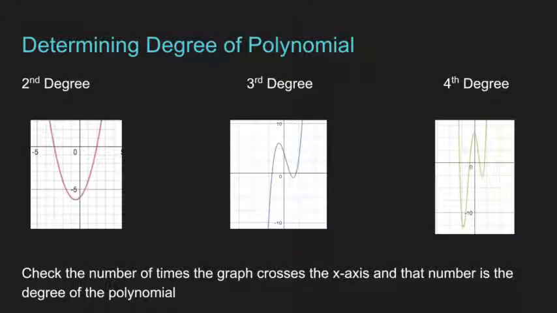To determine the degree of a polynomial, check the number of times the graph crosses the x-axis, and that number is the degree of the polynomial. That's a general rule. So notice the second degree polynomial crosses twice, third degree crosses 3 times, and the fourth degree crosses 4 times.